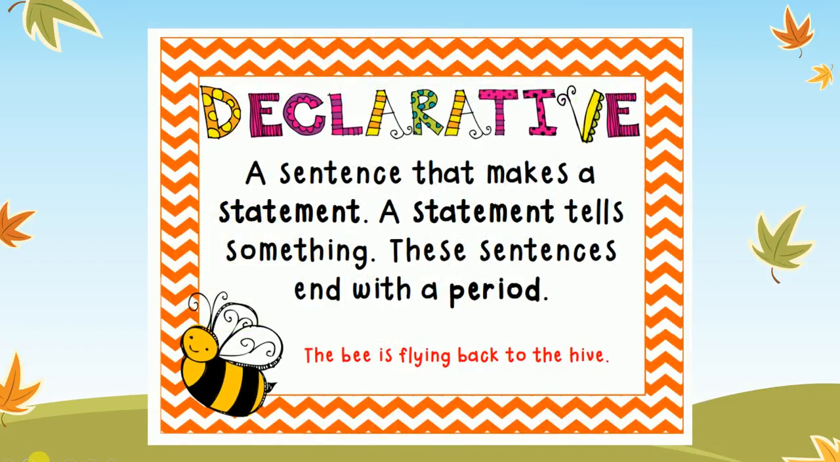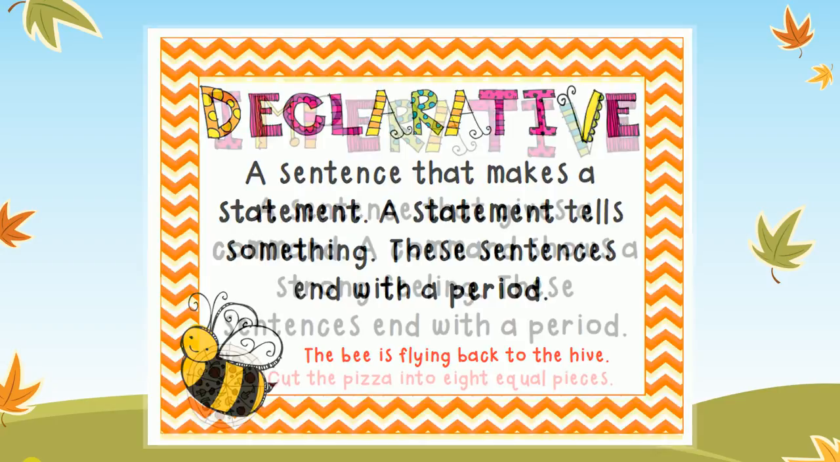A declarative sentence is one that makes a statement. A statement tells us about something. These sentences end with a period, like we just learned. So an example is, the bee is flying back to the hive. It's just making a statement. There's not much else to say there. It's just giving us some information.